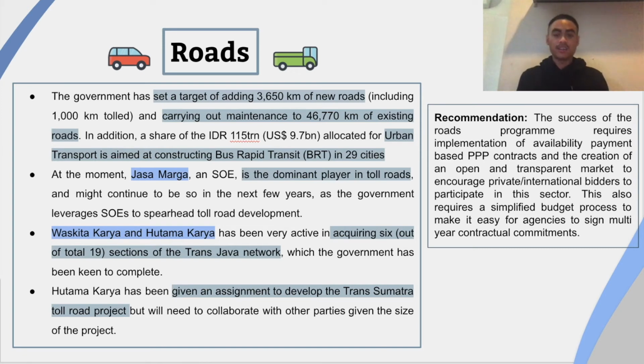So here's the recommendation for the roads. The success of the roads program requires implementation of availability payment based on PPP contracts and the creation of an open and transparent market to encourage private or international bidders to participate in the sector.